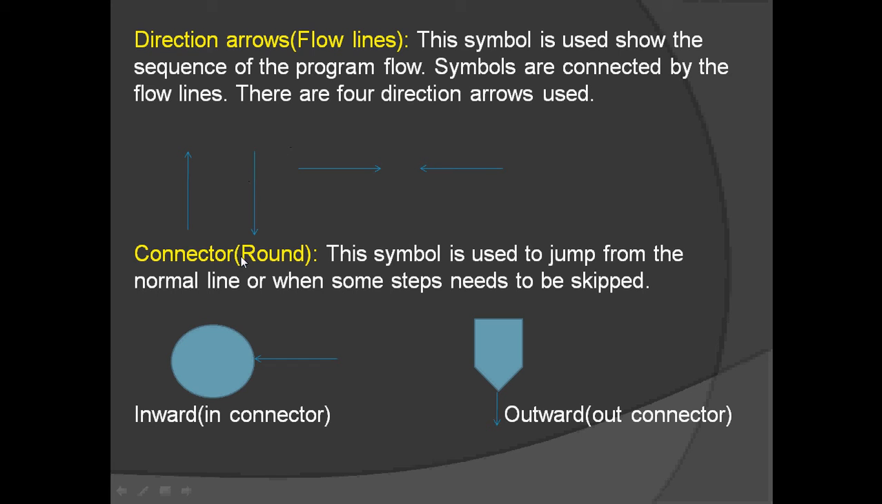And then you have the connector or round box. This symbol is used to jump from the normal line or when some steps need to be skipped. This represents the inward or in connector, that is the circle with the arrow direction moving in, and then the outward or out connector with the arrow direction moving out. So this is used whenever you have to skip the program and jump to a different location in the program.